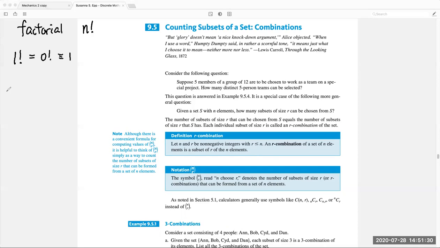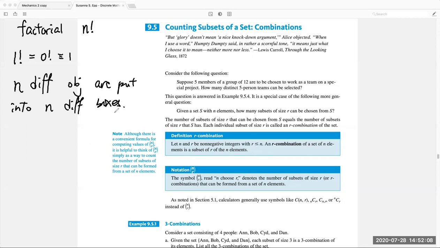So what is the meaning of the factorial? Let's say there are n different objects that are put into n different boxes, one object in one box. n factorial means the number of combinations, or number of choices, that you can put.